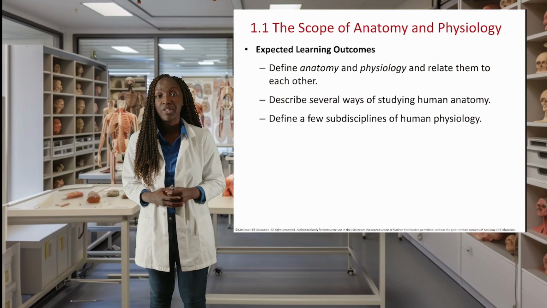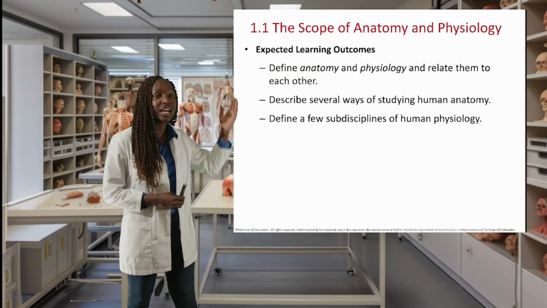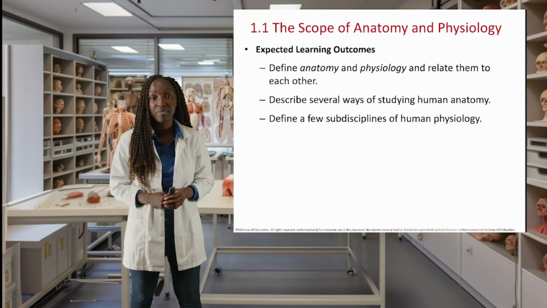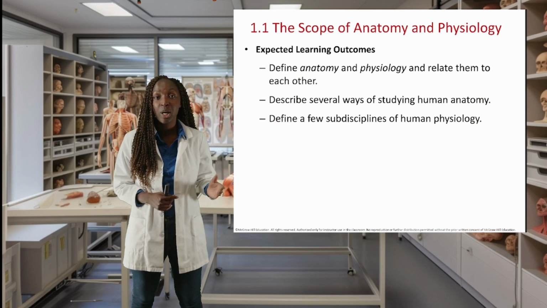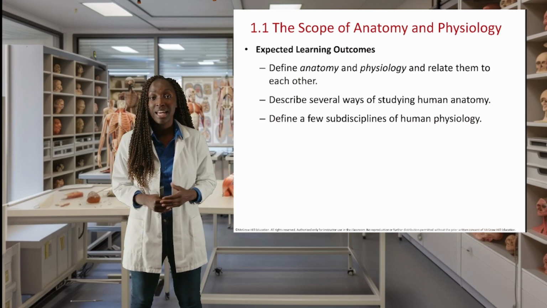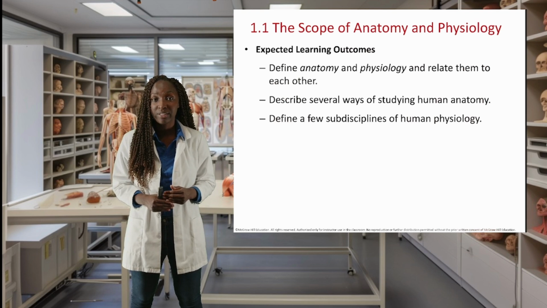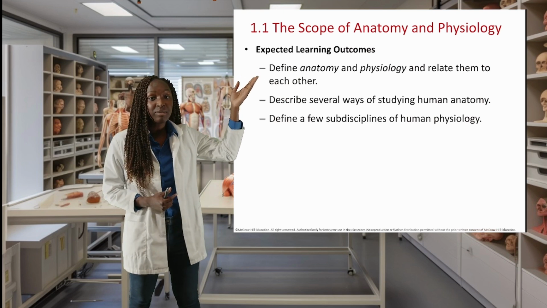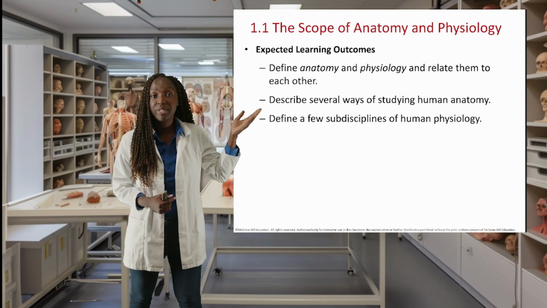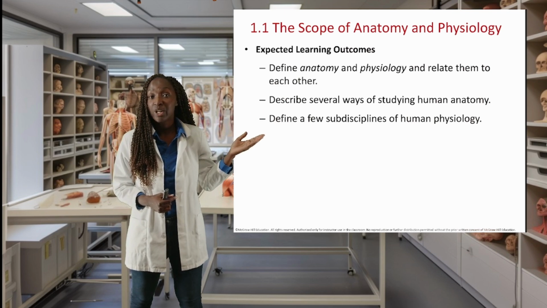As we move through the semester, you're going to see a series of slides that say expected learning outcomes. The goal for these slides is not only to give you a guide of what's coming ahead, but for you to come back to these slides and assess your own learning. So after reading the text and watching this video, I'd like you to come back to this slide and ask yourself, without looking at your notes, can you define anatomy and physiology? Can you describe several ways of studying human anatomy? Can you define a few subdisciplines of human physiology?